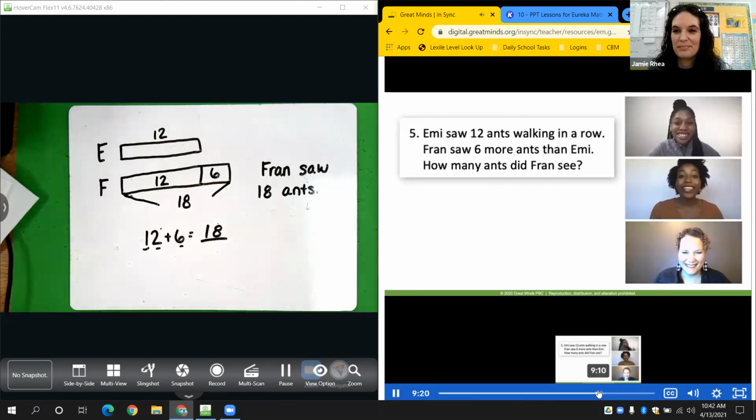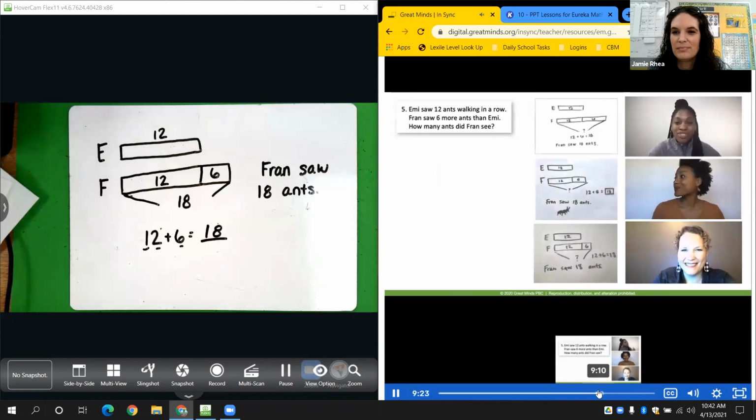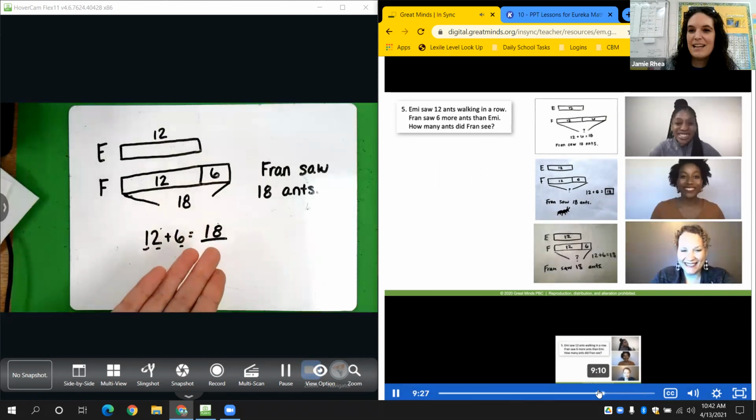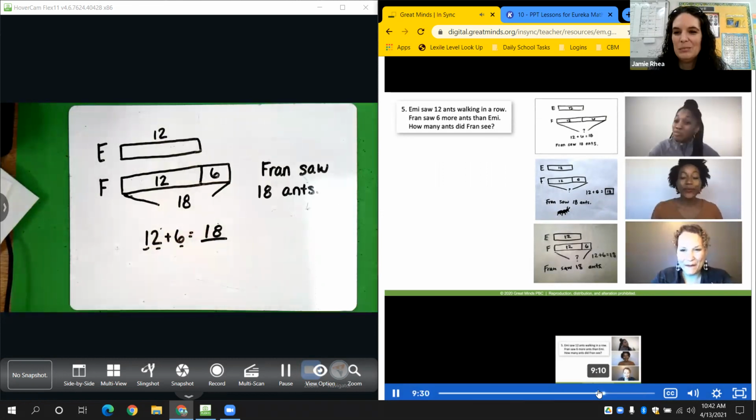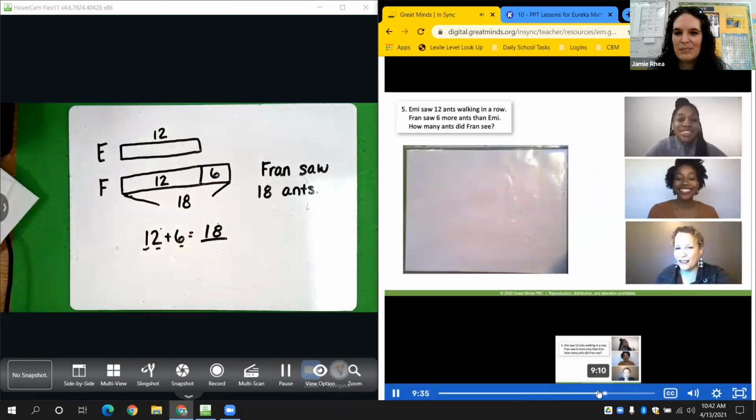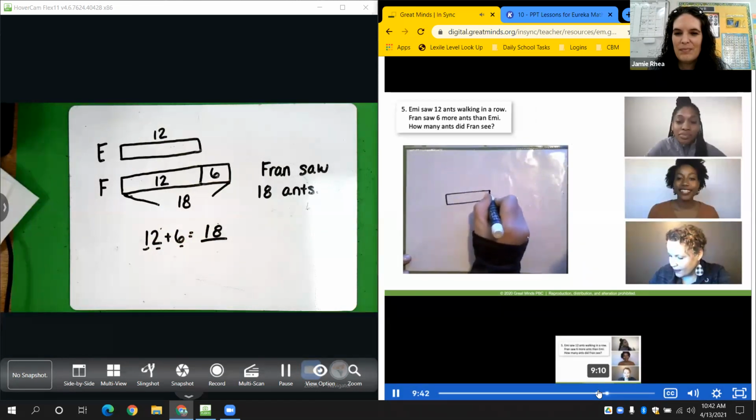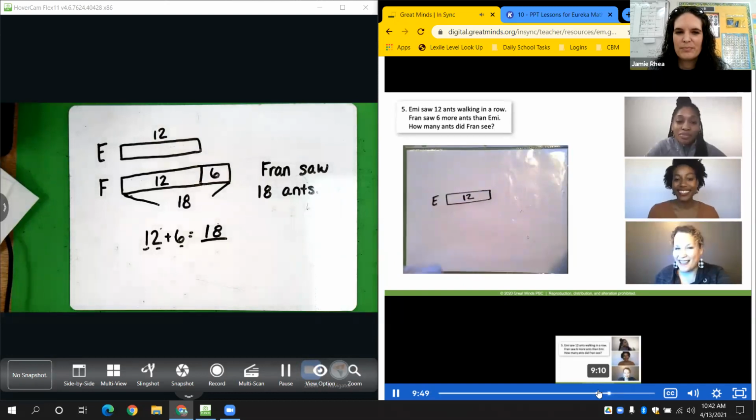Okay, mathematicians, this is our work. We all drew the same tape diagram. Well, look at that. Great minds did think alike. Mrs. Curry, can you show us how you solved? Okay, so I knew that Emmy saw 12 ants walking in a line. So I made a bar for Emmy and labeled it 12. And then it said that Fran saw 6 more than Emmy, and I had to really think.